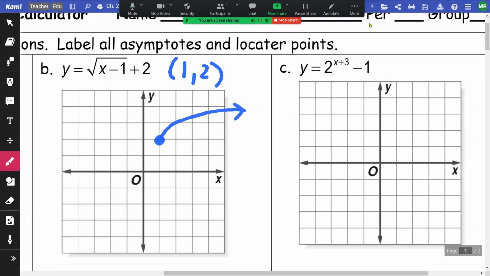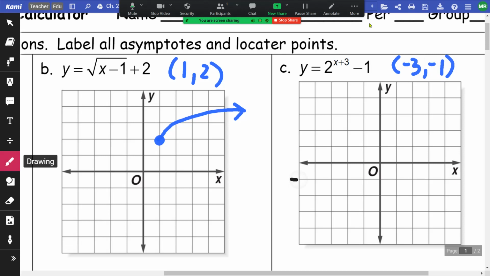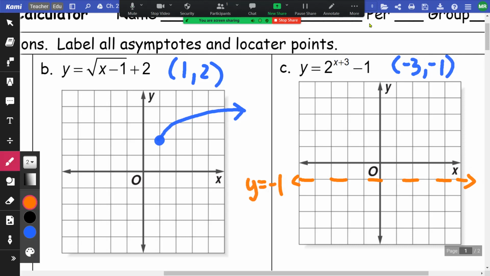On C, if you're thinking about a locator point, let's say it's going to be -3, -1, but it's not going to be an actual point. You're going to have an asymptote. Okay. At -1, I'm going to change the color. So at y equal -1. And then that point I'm talking about, -3, -1, right there. That is not a point, but that's kind of where I want to be.